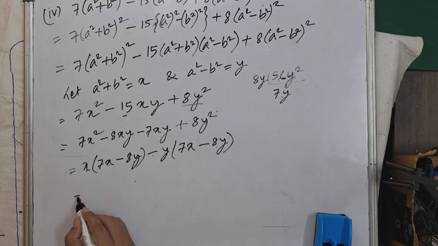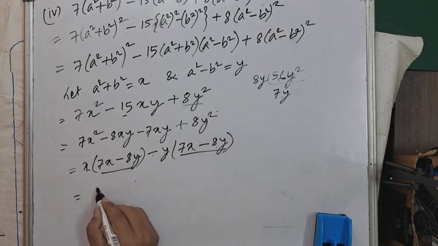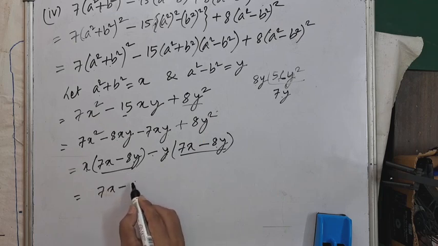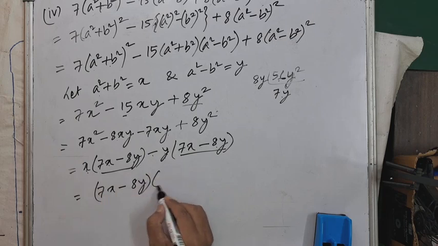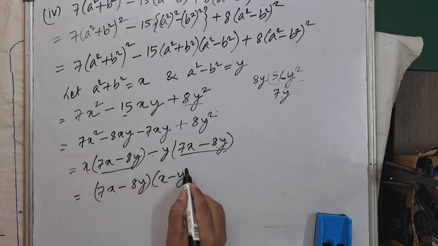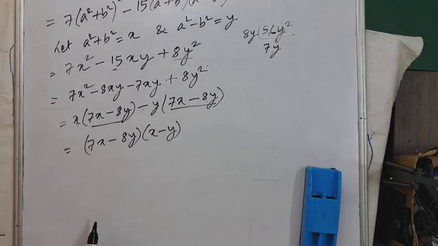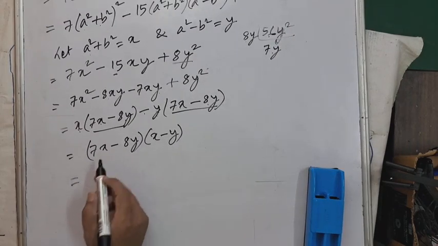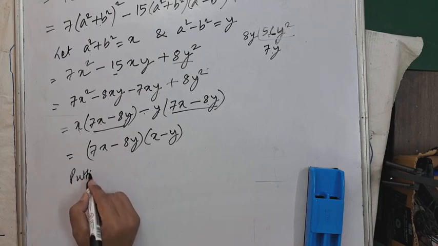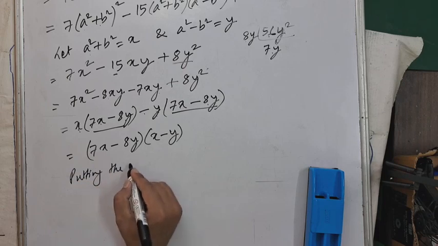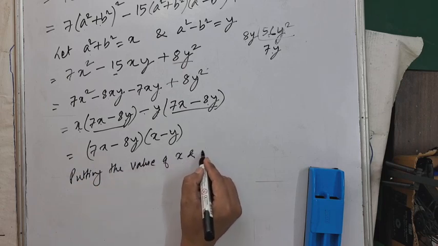So we have common 7x minus 8y. We take the common out, 7x minus 8y. Again we have x minus y, isn't it? X minus y remains within the bracket. Now we put the value of x and y.